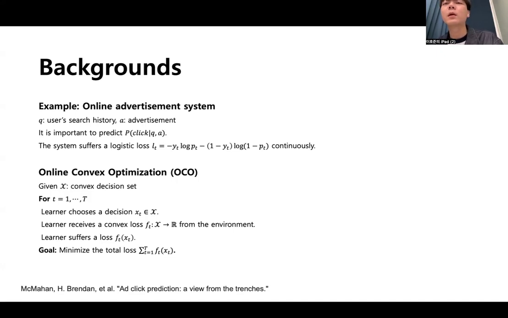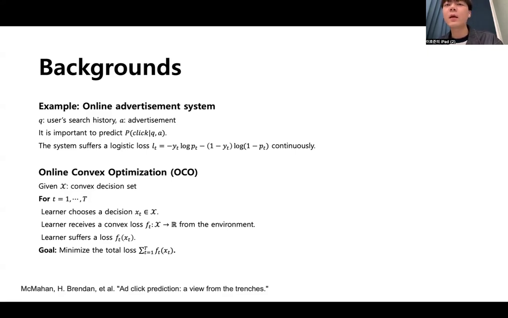An example of online learning is the online advertisement system, where we decide whether to show ad A to a user based on their search history Q. Predicting the probability of the user clicking on ad A is crucial, since the advertiser earns money when the user clicks the ad. After the advertising system shows ads, the prediction model suffers logistic loss based on whether the user clicks the ad, which helps us improve the advertisement system through iterative refinement.